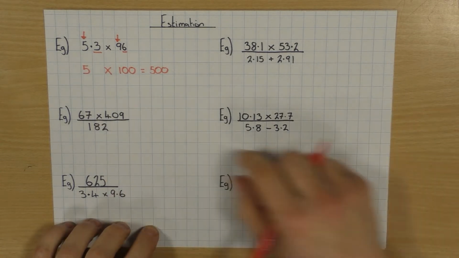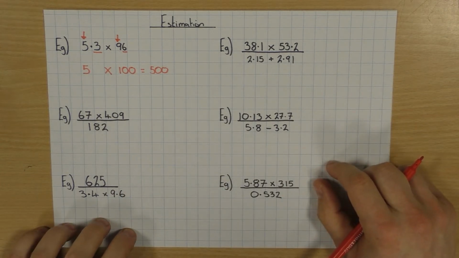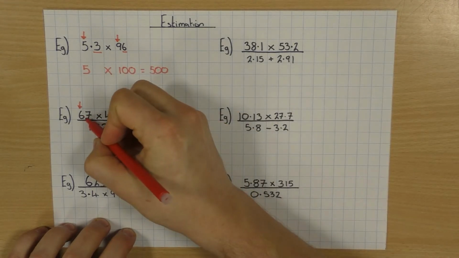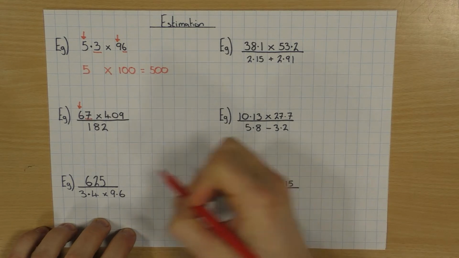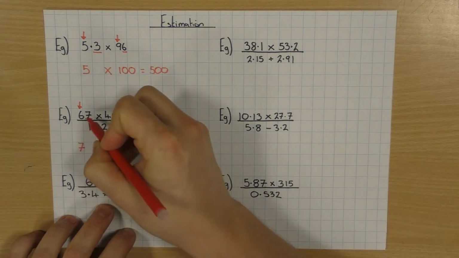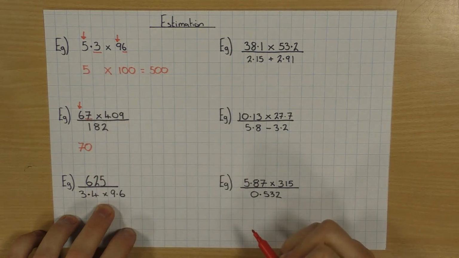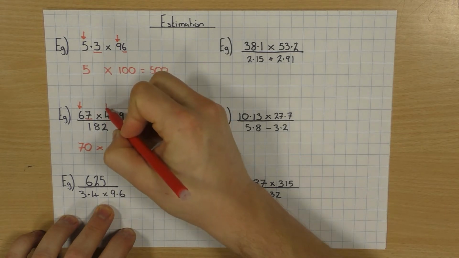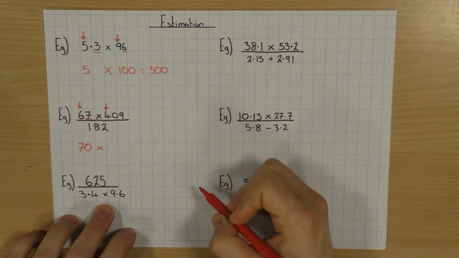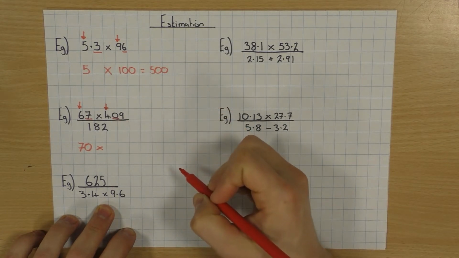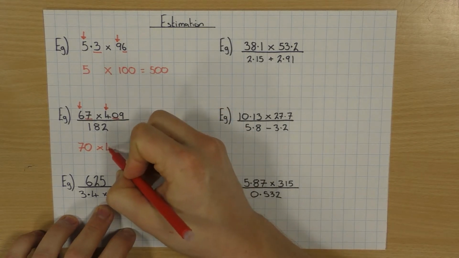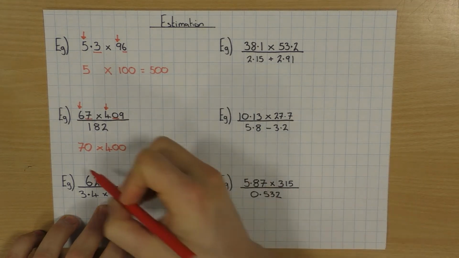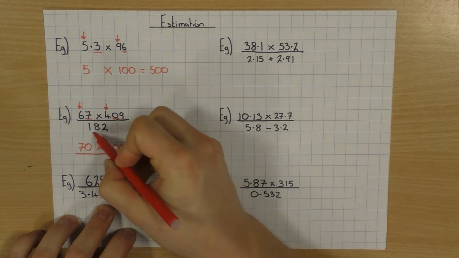Next one here, exactly the same thing. I'm going to round each of these numbers to one significant figure. The 6 is the first significant figure, and the 7 tells me I need to round it up, so the 6 becomes a 7. Don't forget to add the 0 to make it a 70. Then I'm going to times it by 409. Again, I'm going to round this to one significant figure. The 4 is the first significant figure, and the next number is a 0, so clearly I round down. It stays as a 4, and don't forget to add 2 zeros there. So 409 becomes 400. Then I'm going to divide it by 182.